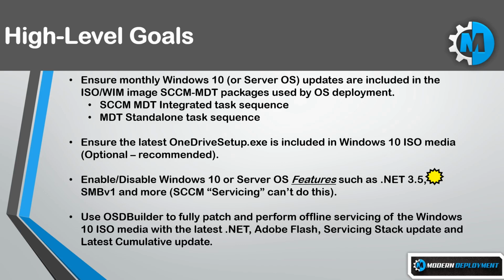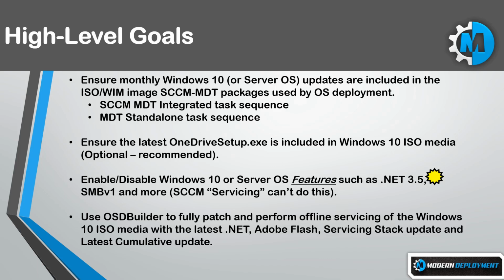And in some cases, the third goal rather is that we want to enable or disable Windows 10 OS features such as .NET 3.5, SMB version 1, and more. This is something that SCCM servicing can't do at the moment.